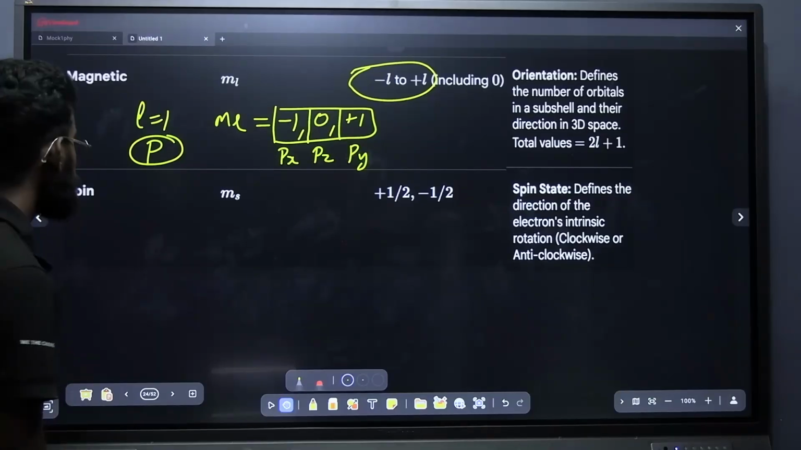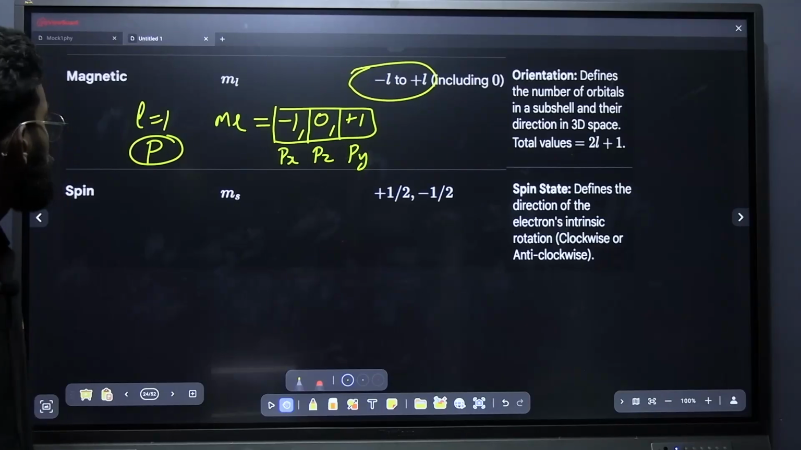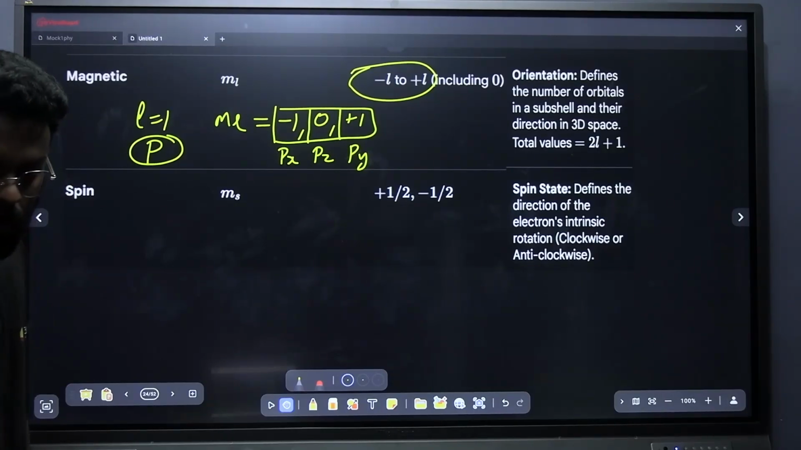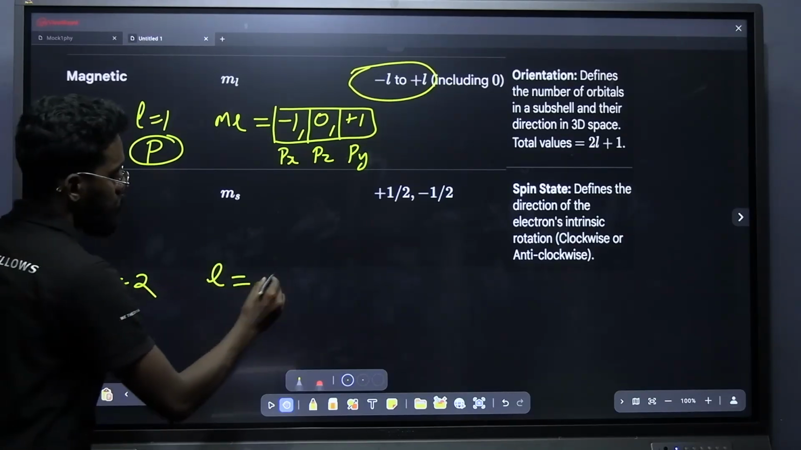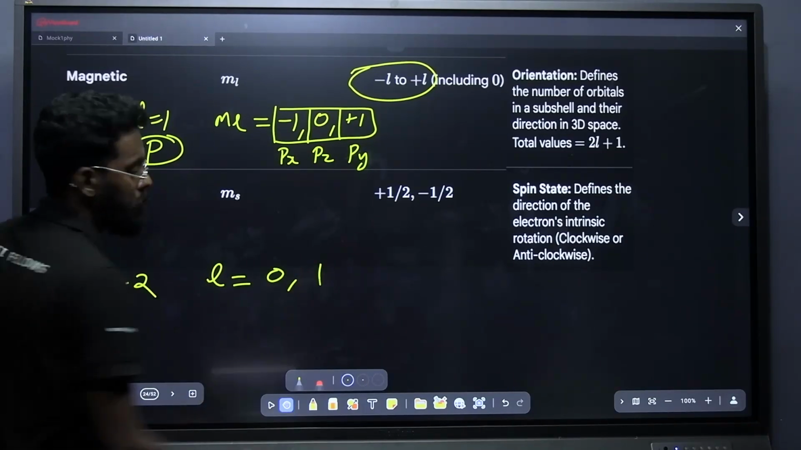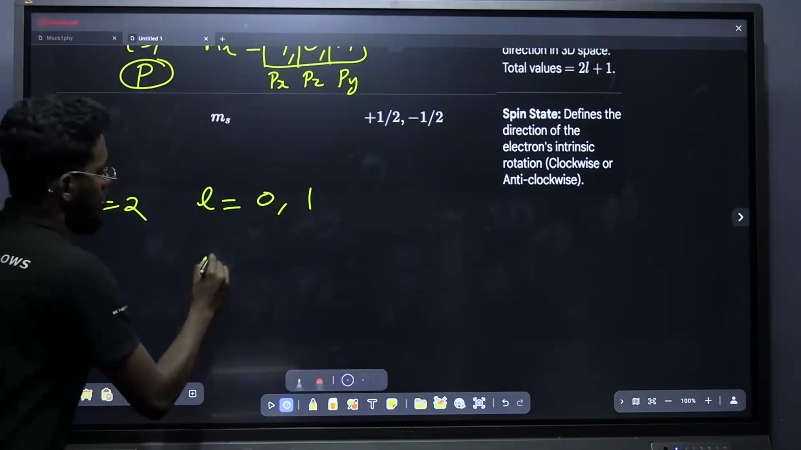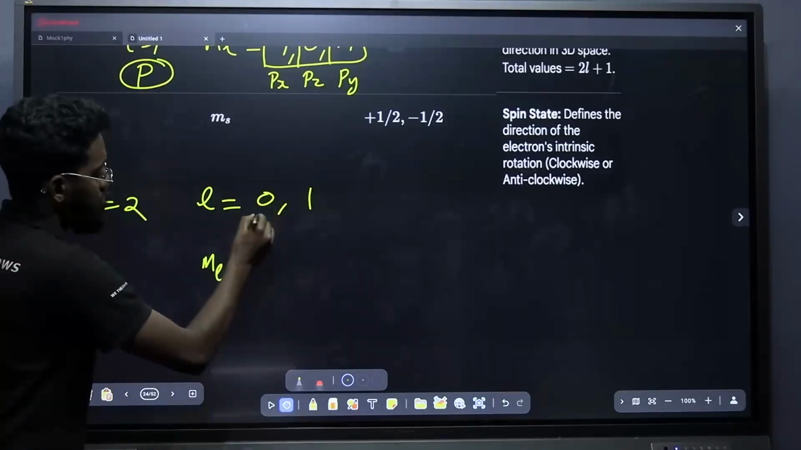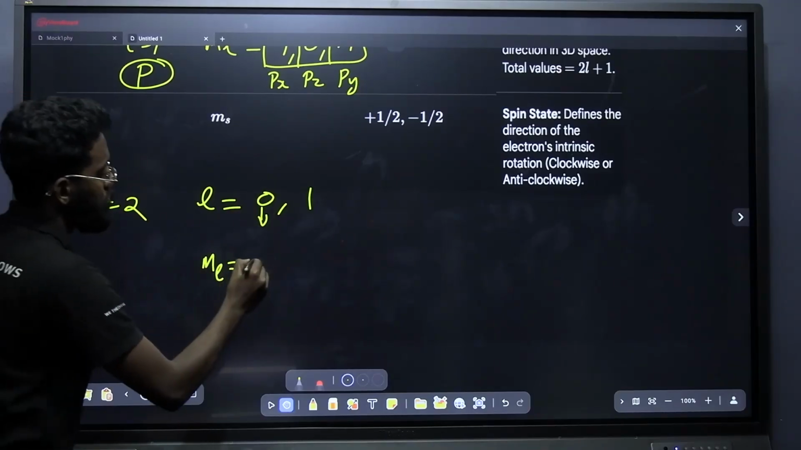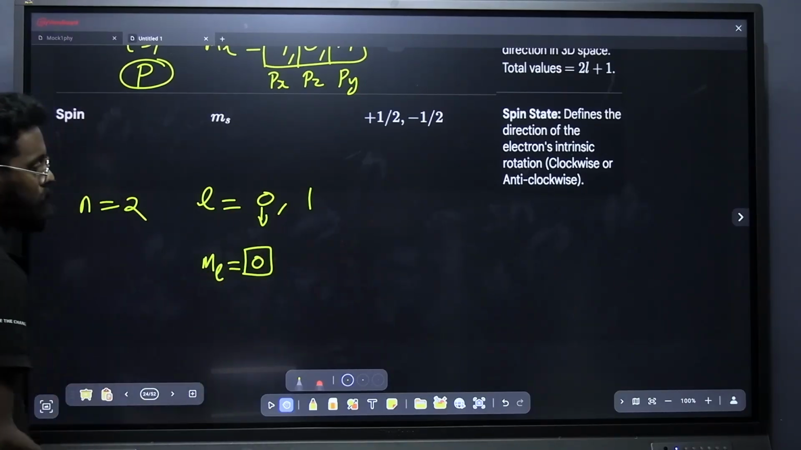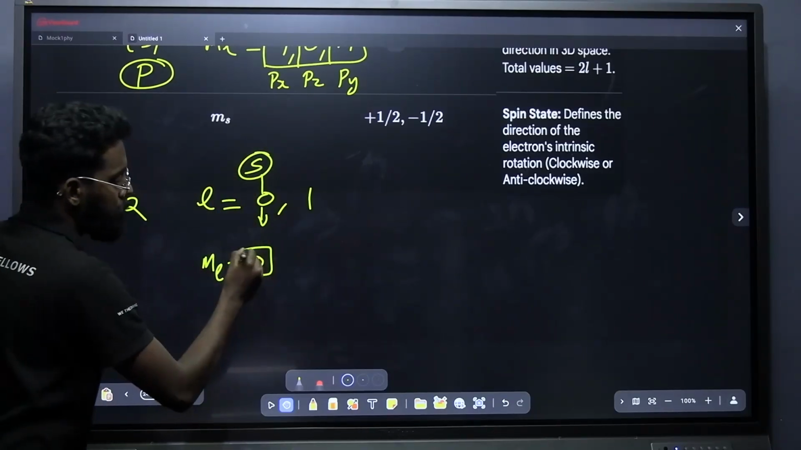If n is equal to 2, then the l value will be 0 and 1. What is the ml value for 0? Minus l to plus l, and here there is only 0, so it is 0 only. There is only one orbital. l equal to 0 means s orbital, right? The s subshell has only one orbital.